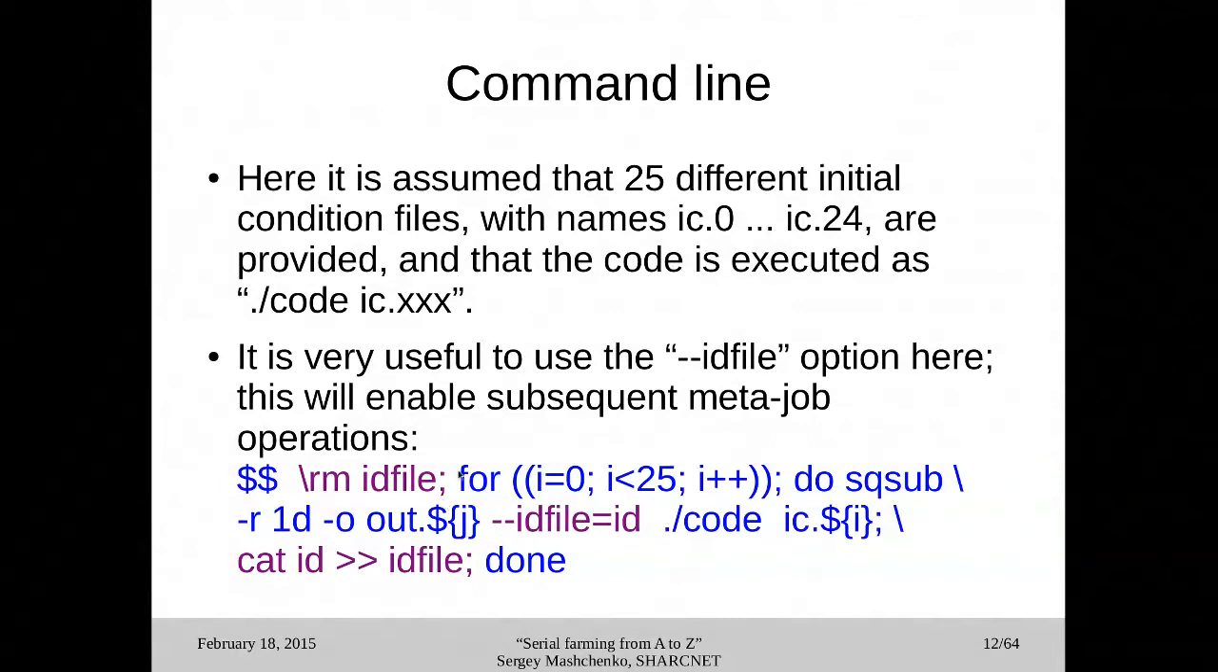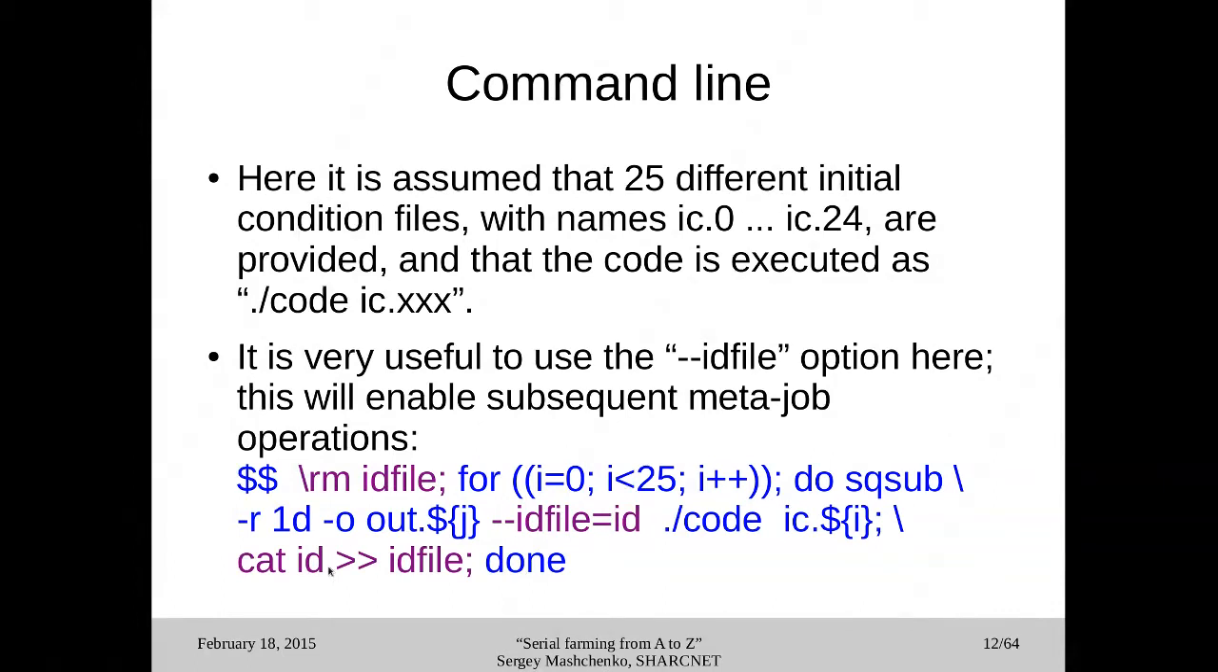Then you say semicolon, and then you have the same loop as before. You add this additional sqsub parameter --idfile equal to id. That's the new file you will create on each loop iteration. Then as before, the code, etc. And then you add one more thing, separated with a semicolon, inside your loop. So each iteration will print the output of that id file. Remember, that id file will contain a single job ID. For each iteration, there will be one single job ID.